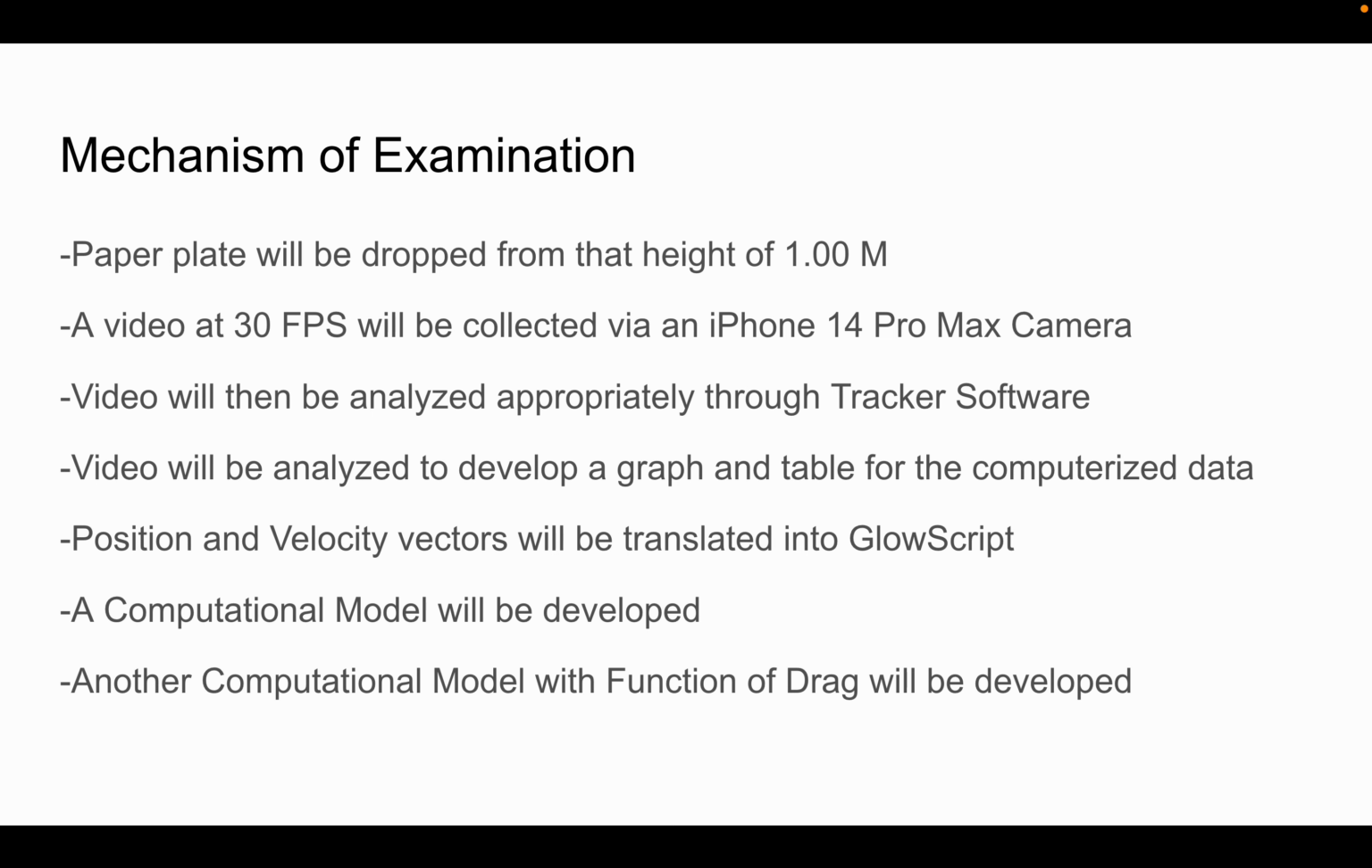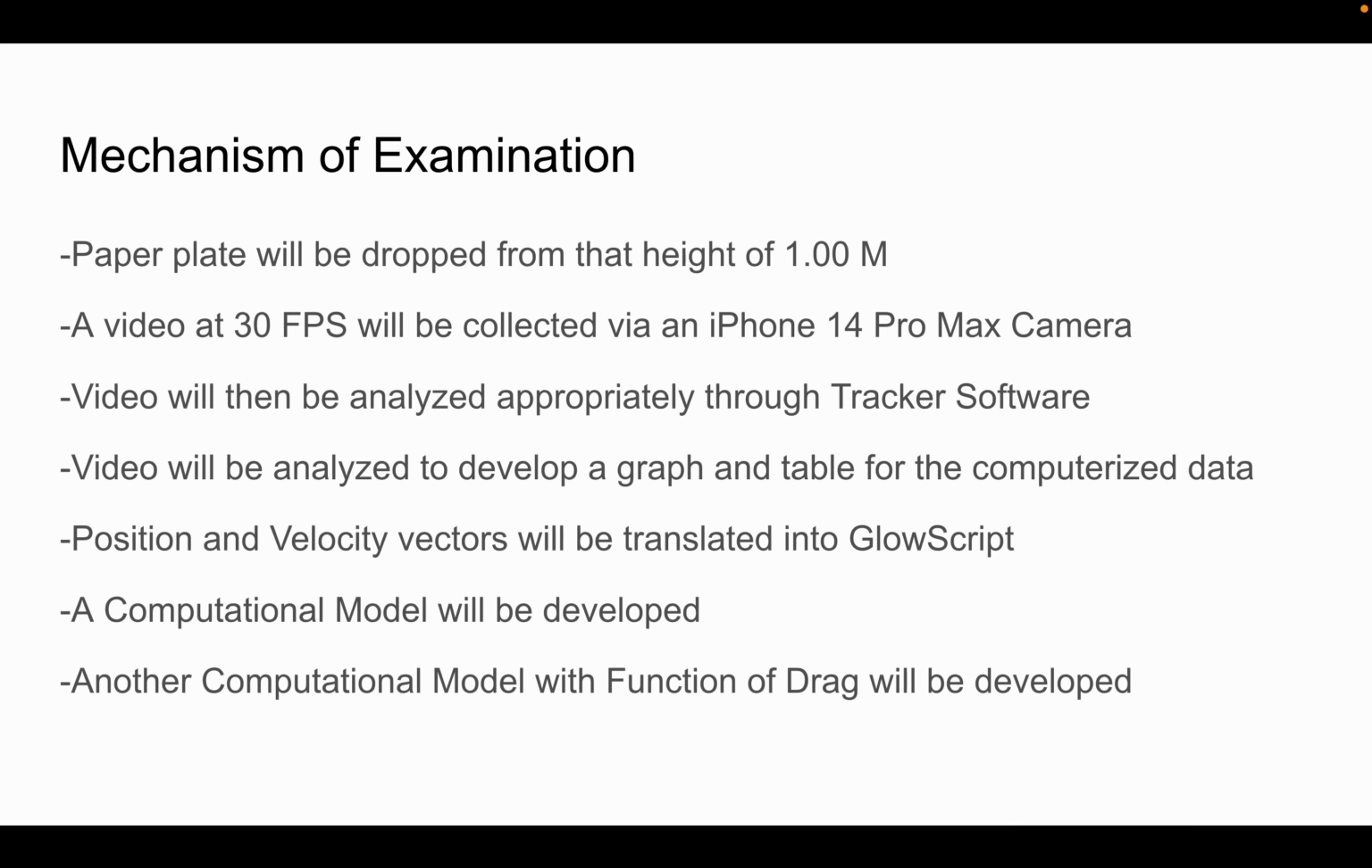Mechanism of examination. As mentioned, there will be a paper plate that will be dropped from a height of 1 meter. A video of this plate dropped will be captured via an iPhone 14 camera. It'll then be uploaded into the Tracker software and analyzed using coordinates and point of mass to develop a graph and table for the computerized data that we'll do later. This will develop here the observational model.